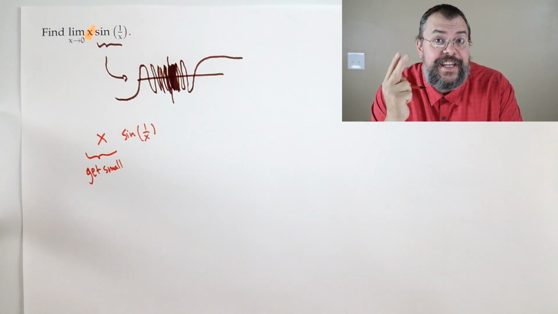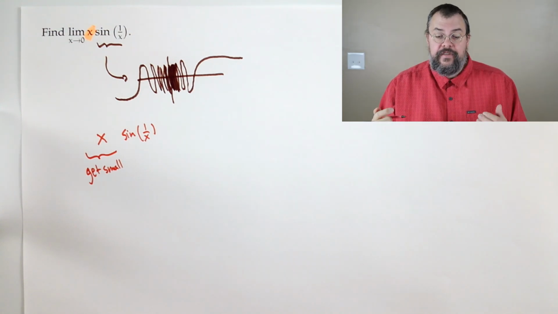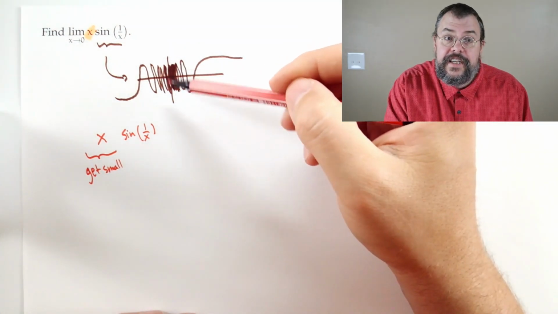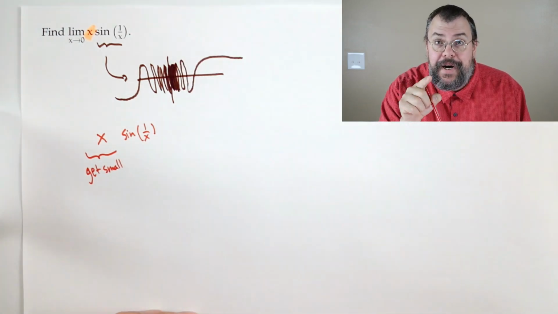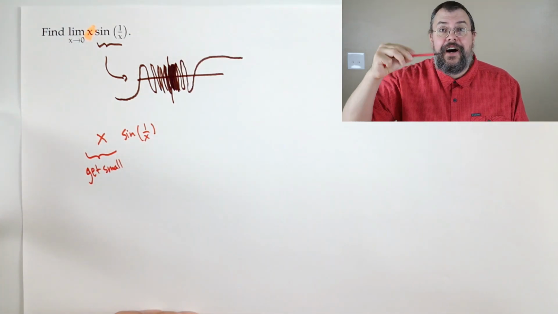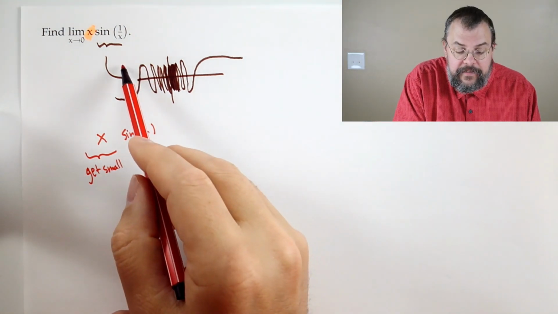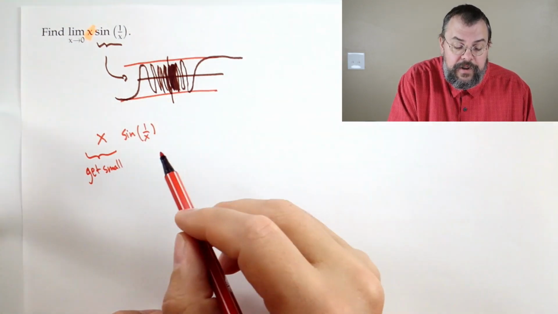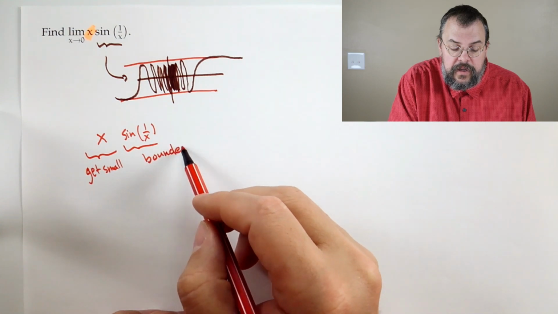But there's a second important thing to see. What do we know about sine 1 over x? We know it's going up and down a lot. It oscillates infinitely often. But even though it's oscillating infinitely often, it doesn't get very big or very small. It's always between -1 and 1.